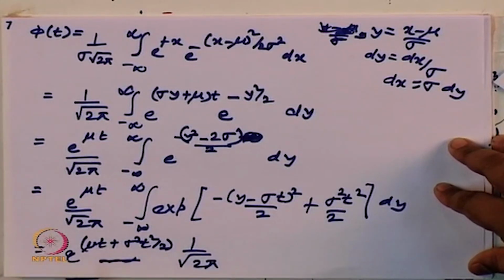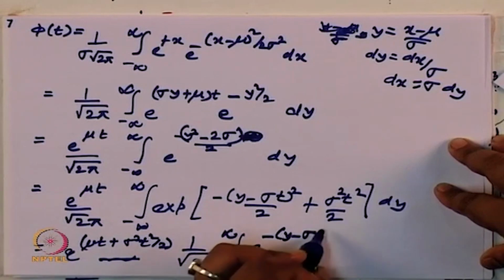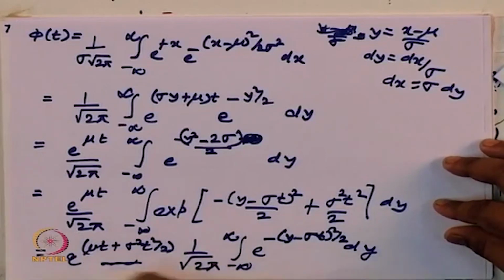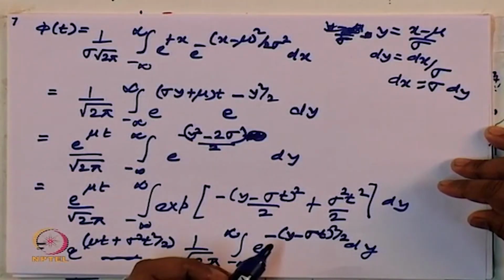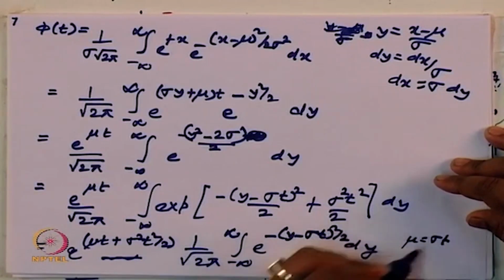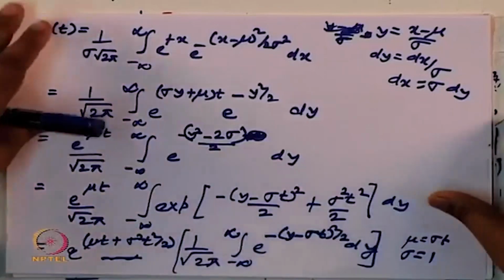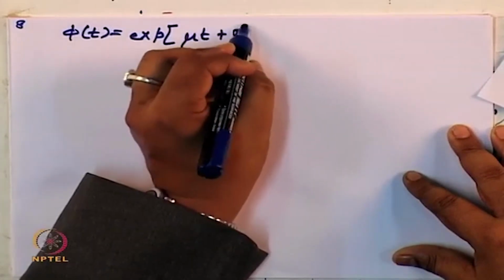So, this is exponential together into 1 by root 2 pi, minus infinity to infinity e to the power minus y minus sigma t whole square by 2 dy. This term is nothing but the same distribution f of x with parameter mu equal to sigma t and sigma equal to 1. So, this integral gives you nothing but 1. So, I can then write the entire phi of t as exponential mu t plus sigma square t square by 2.